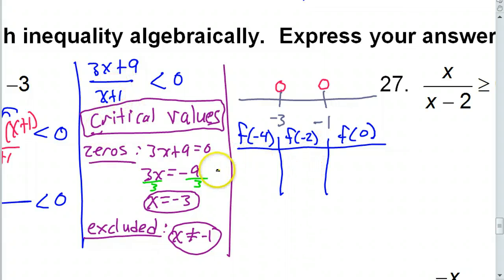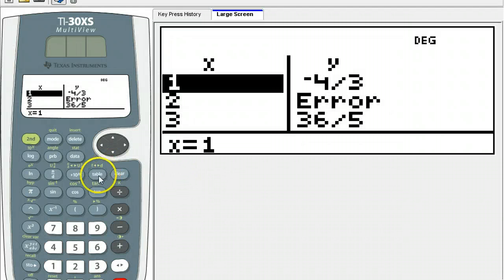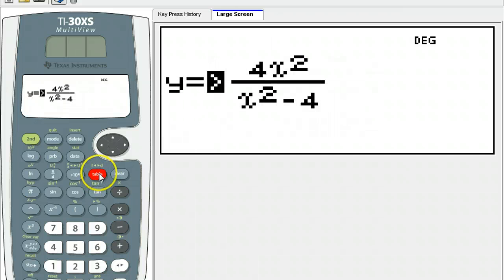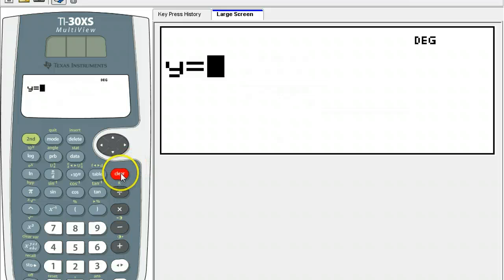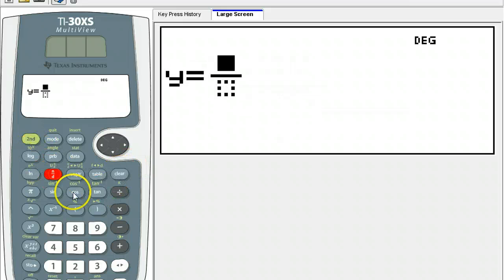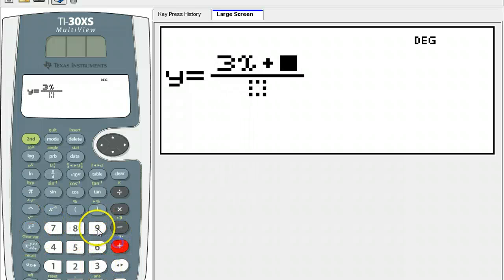Now I'm going to use my TI-30 XS MultiView to help me find these values quickly. I'll use the table feature. Okay, my computer's really slow right now. So let's see, fraction mode. And what was this, 3x plus 9 over x plus 1.